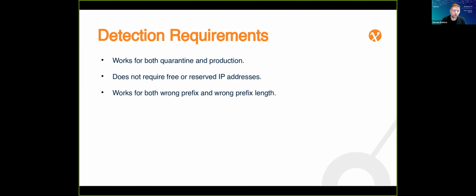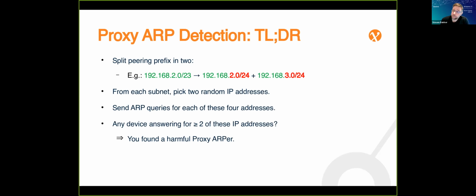So for a proper detection, we started thinking, well, if we want to do this properly and not just use it as a heuristic, it has to be something that works for both quarantine and production LANs. It does not require a free or reserved IP address. And it should work for both cases where someone has configured the wrong prefix and/or the wrong prefix length. The short version of this is the solution would be to split your peering prefix in two. So in your test environment, you split the peering prefix in two. So take a /23 and turn it into two /24s.